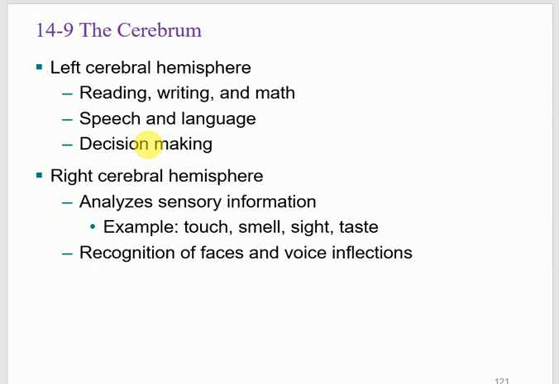The other one, the non-dominant, is more of analysis of sensation, smell, taste, recognition of the face, associated emotions. So it's non-concrete thinking. Dominant: concrete thinking, reading, writing, speech, language, decision. And the other one, the non-dominant, is more for analysis of the sensory information. You analyze things. Can you survive without it? Yes, that's why it's the non-dominant. Recognition of faces and voices and so on.